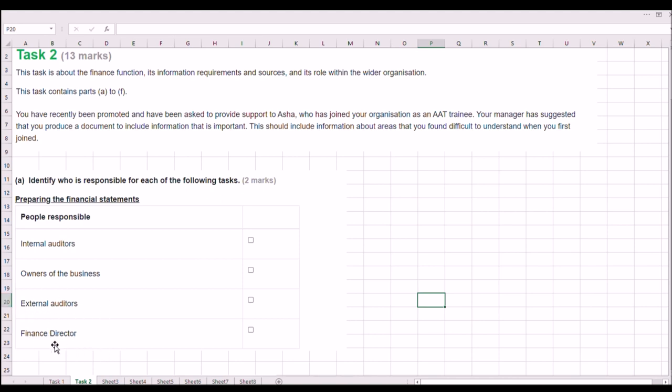So preparing the financial statements is the finance director. So that's the finance director left off. The answer to that one is the finance director.